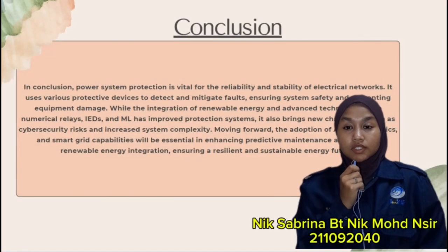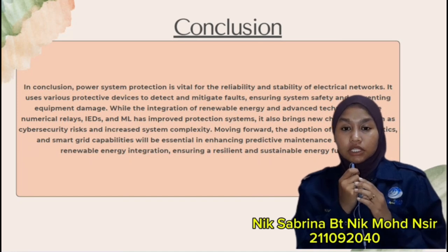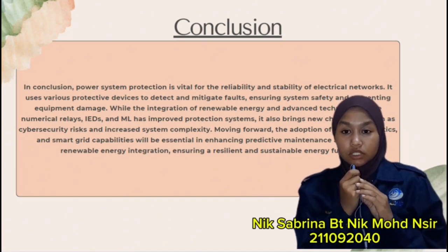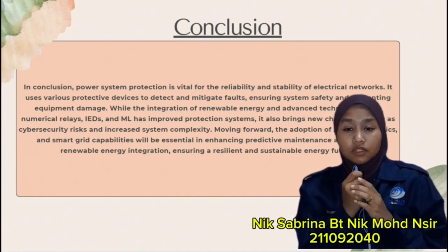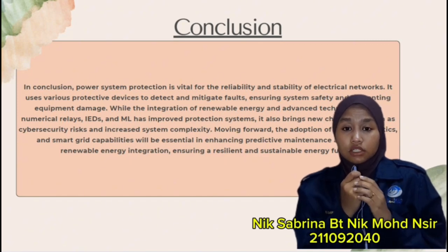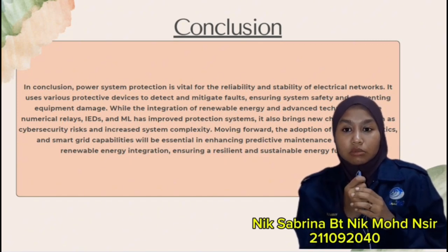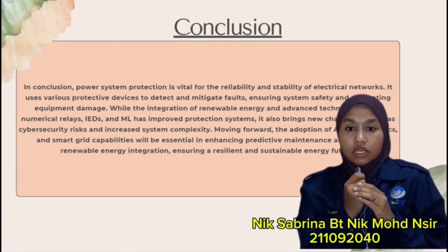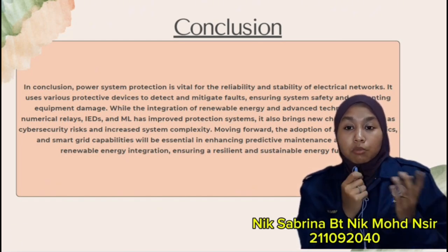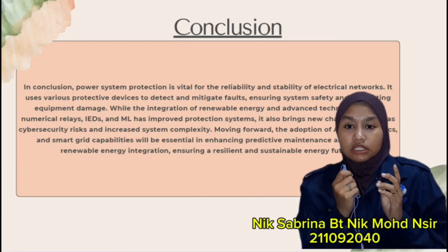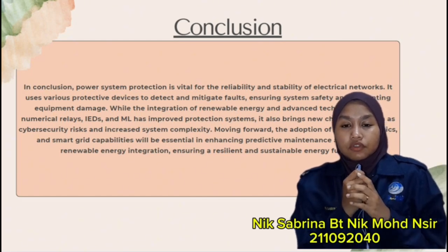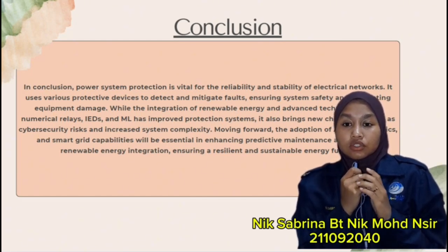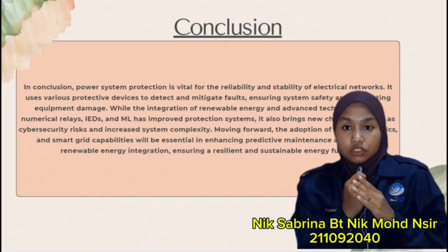In conclusion, power system protection is vital for the reliability and stability of electrical networks. It uses various protective devices to detect and mitigate faults, ensuring system safety and preventing equipment damage, while the integration of renewable energy and advanced technology has improved protection systems. Moving forward, the adoption of AI, data analytics, and smart grid capability will be essential in enhancing predictive maintenance and efficient renewable energy integration, ensuring a sustainable energy future.